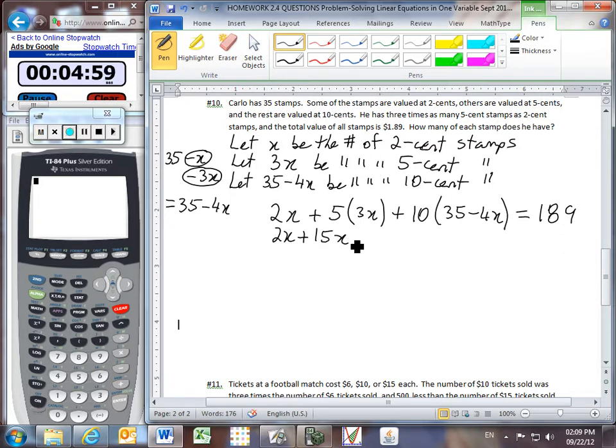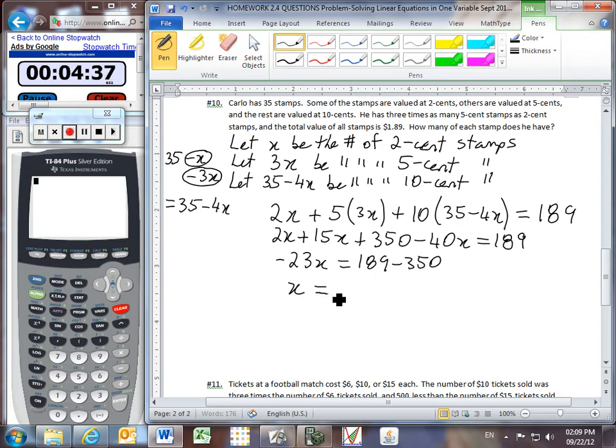2x plus 15x. Distribute over here. And now let's collect the x's together. 17 of them minus those 40 of them leaves me with negative 23x. And the 350, I'll bring it over to the other side, becomes a negative 350. And now we need to divide both sides by negative 23. So this difference right here is negative 161, divided by negative 23, and that gives you an answer of positive 7.